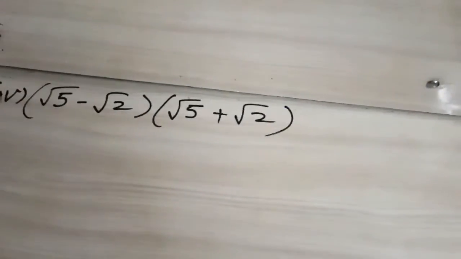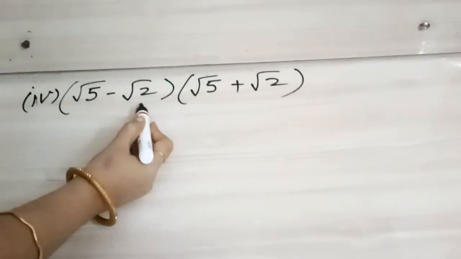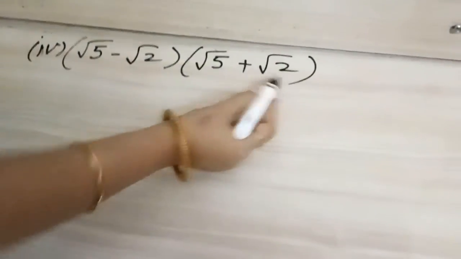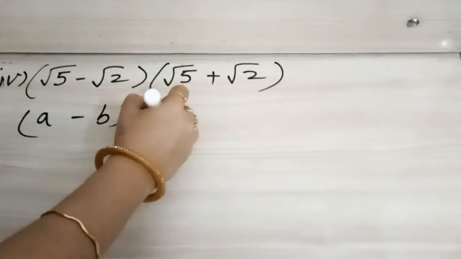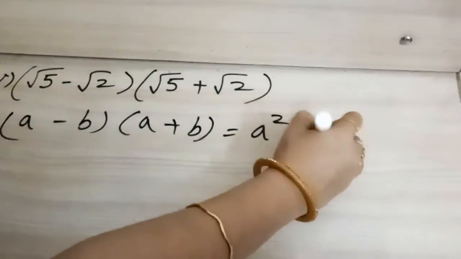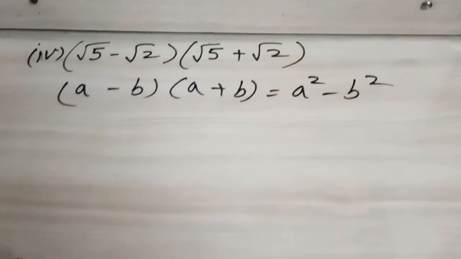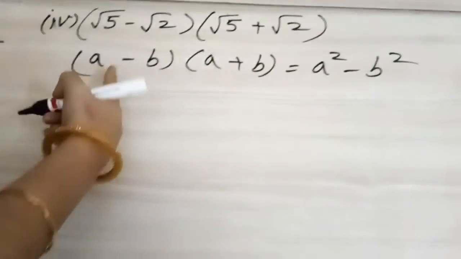Okay, now see this next question. Here also observe properly: root 5 minus root 2, root 5 plus root 2. The terms are the same, so it can be A minus B and A plus B. So what identity is it? A square minus B square. We have studied this identity.